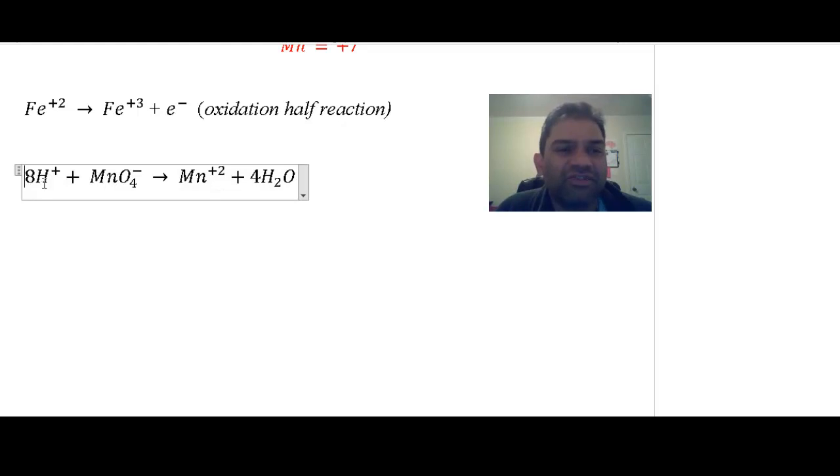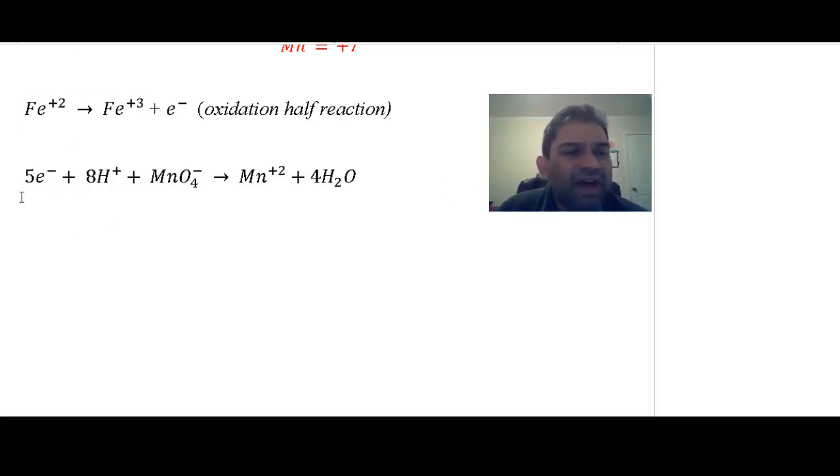Let's add 5 electrons here, 5 e minuses. Remember, we balance the charge using free electrons. That's the key in an oxidation reduction reaction. So minus 5 plus 8 is 3. 3 minus 1 is plus 2. I got a plus 2 here, and this is balanced in terms of charge.